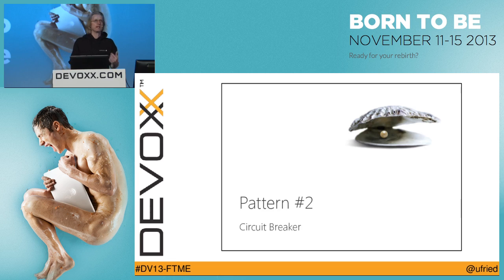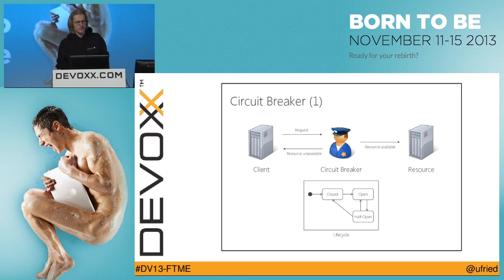And that's what the circuit breaker pattern is about. The idea is that you put a kind of circuit breaker between the client and the resource you're going to access. You send your request, and the circuit breaker keeps track of the status of the resource. If the resource is fine, it lets the request go through and do its work. Otherwise, it just sends back an answer immediately that the resource is not available, so you fail fast. And it's implemented using a quite simple state machine.